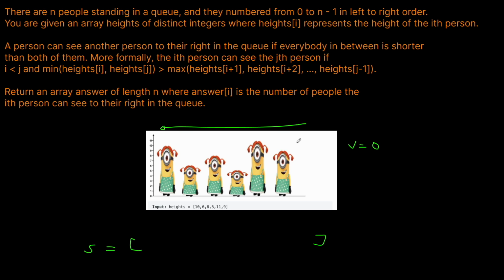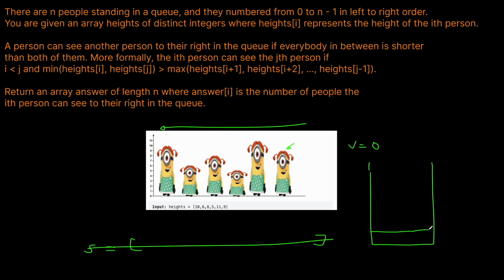So obviously we go from right to left. So we start here, and in the beginning our stack is empty. I'll just get rid of this because it's a little bit difficult to see. We'll just go like this with the stack. So obviously this person, they're the first person, so they can't actually see anyone. So we're just going to put their height into it, which we can see is 9, right?